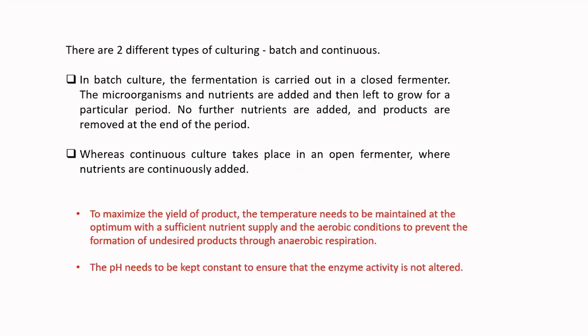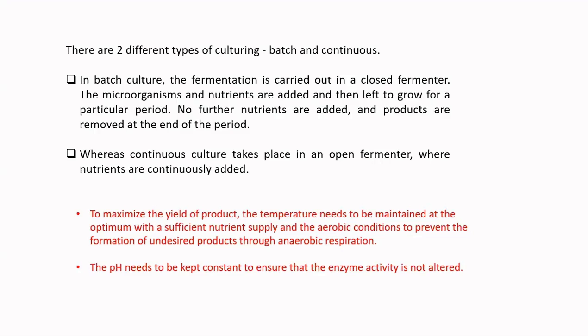And also, there are two different types of culturing, batch and continuous. Now we will see what is the continuous culturing and what is the batch culturing. So in batch culturing, the fermentation is carried out in a closed container, a closed fermenter. Microorganisms and the nutrients are added and then left to grow for a certain time period. So further, we are not adding any nutrients and the products are removed at the end of the period. But in continuous culturing, we are using an open fermenter where the nutrients are replenished.